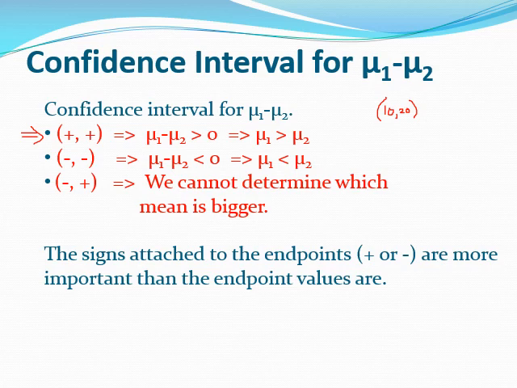When you end up with 2 positive endpoints, the entire interval's above 0. Think about where this value 0 would be. Wouldn't it be over here, below the interval? So if I ask, is mu1 minus mu2 equal to 0, in other words, are the means the same? We'd say we're 95% confident mu1 is bigger than mu2. In fact, we could say mu1 is anywhere from 10 to 20 units bigger than mu2.